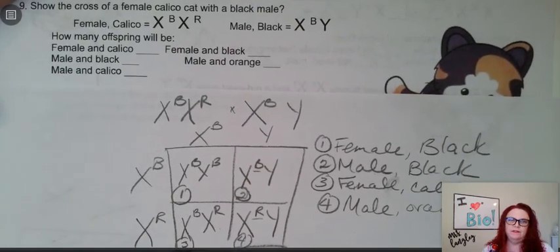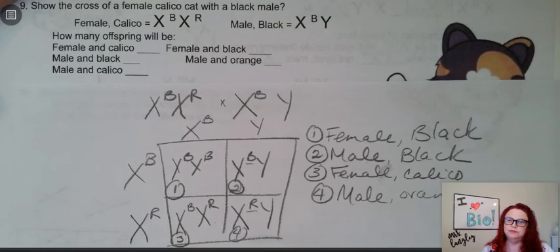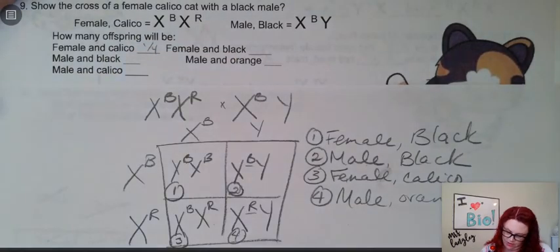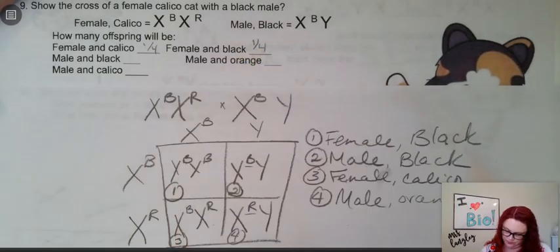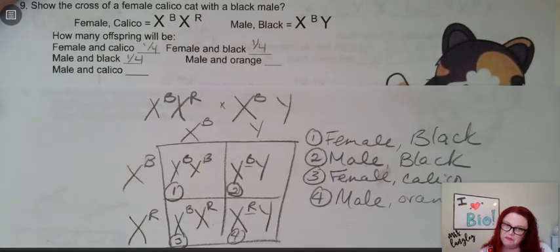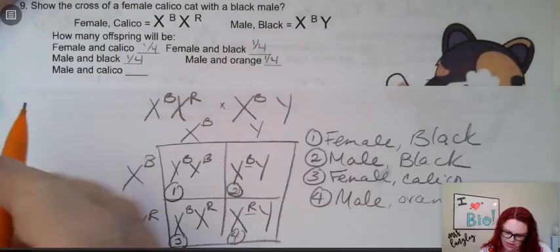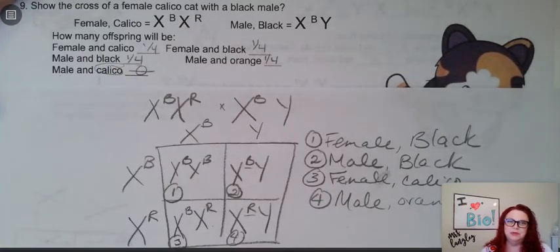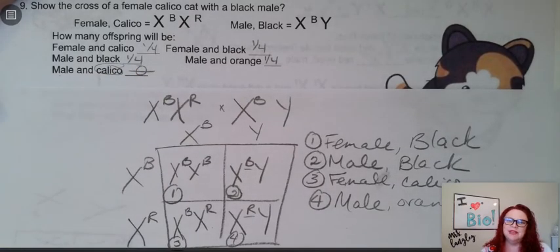Okay, so female and calico, we had 1 out of 4. Female and black, we had 1 out of 4. Male and black, we had 1 out of 4. Male and orange, 1 out of 4. Male and calico, that's 0. That's always going to be 0. Okay, because males get a Y. They don't get 2 X's. They get an X and a Y, so they can't be calico.